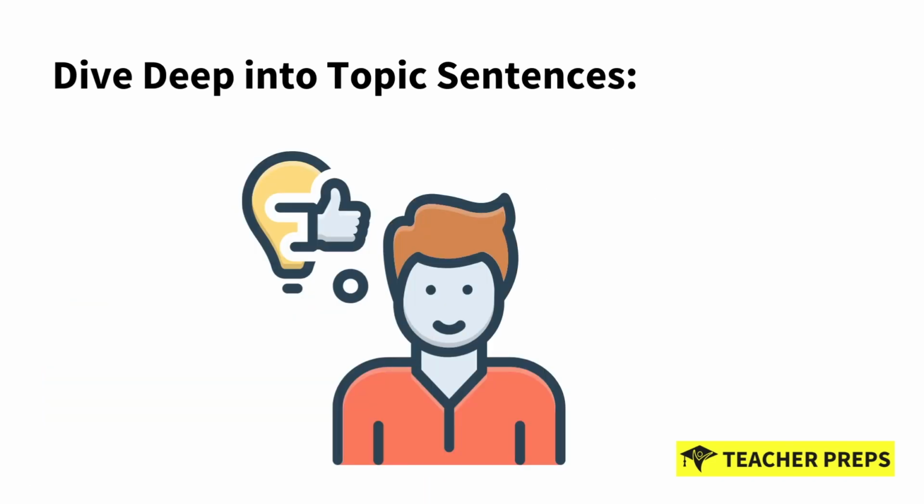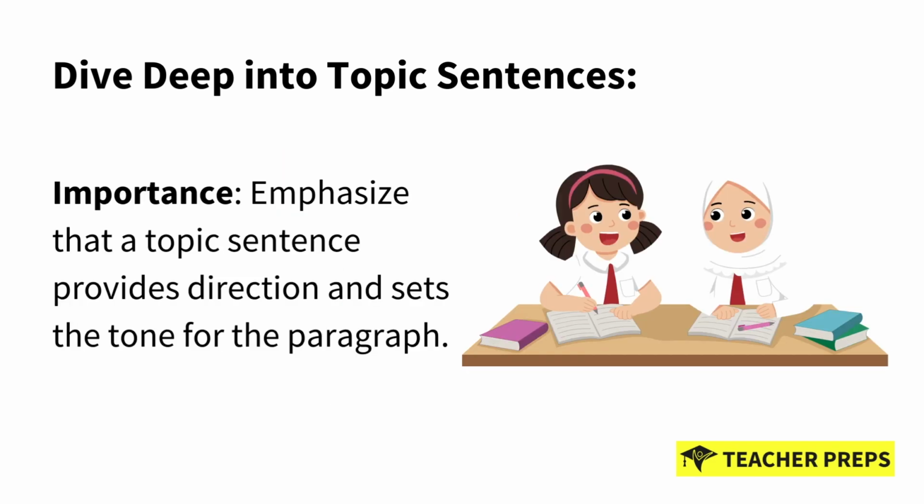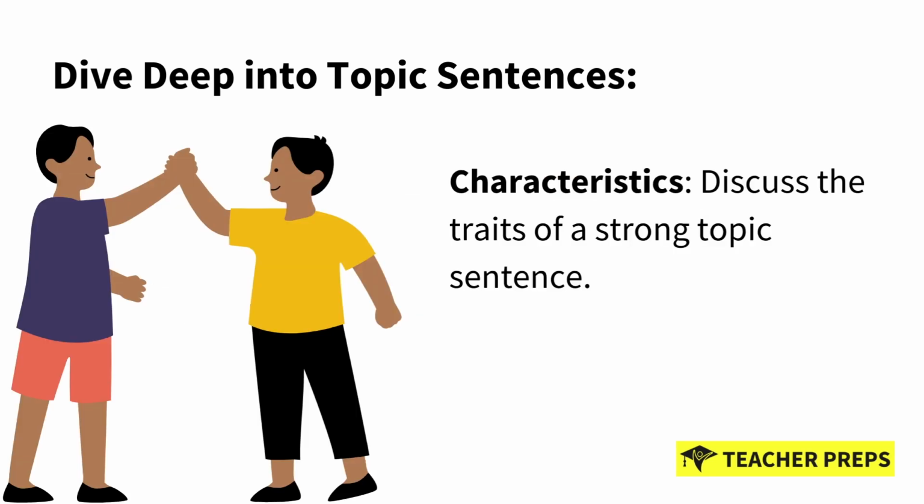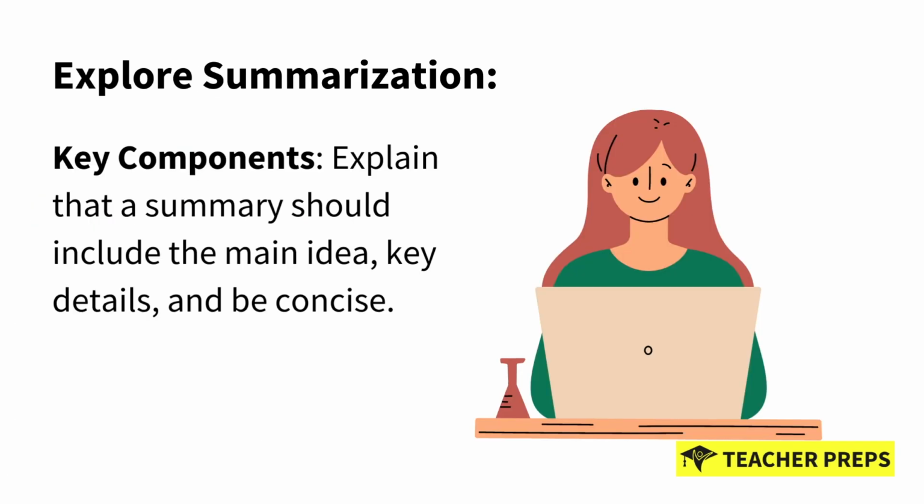Number 2, let's dive deeper into topic sentences. Importance here, the emphasis that a topic sentence provides direction and sets the tone for the paragraph. The characteristics, now discuss the traits of a strong topic sentence. For example, clear, concise, specific. Now, let's explore summarization. The key components include the explanation that a summary should include the main idea, key details, and be concise.